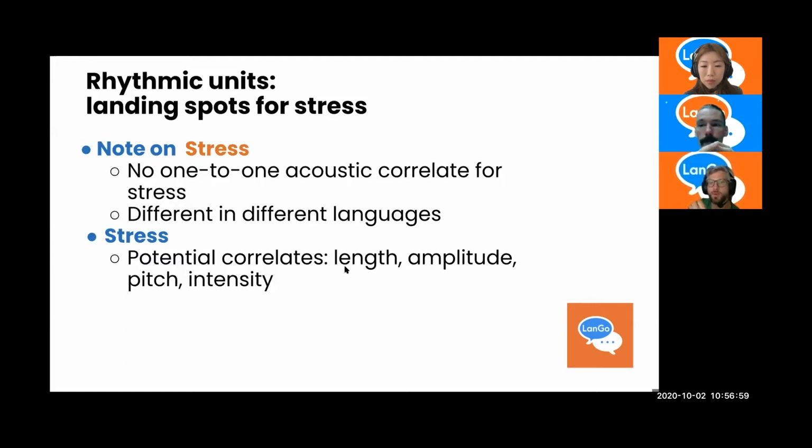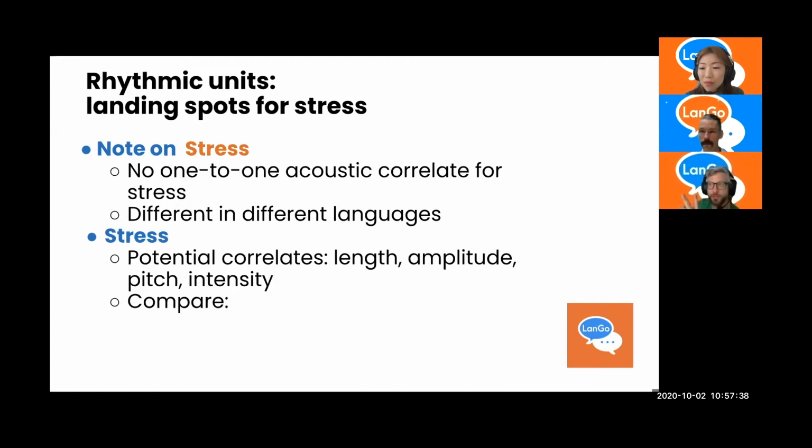So Fry tests for length, amplitude, pitch, intensity, etc. And Fry kind of concludes there's no one-to-one correlate. Fry and follow-up work over the past 50, 60 years has kind of concluded that in English, maybe pitch is the best acoustic correlate for it. But a combination of things like length, amplitude, pitch, and intensity make up the what is it of stress, right?